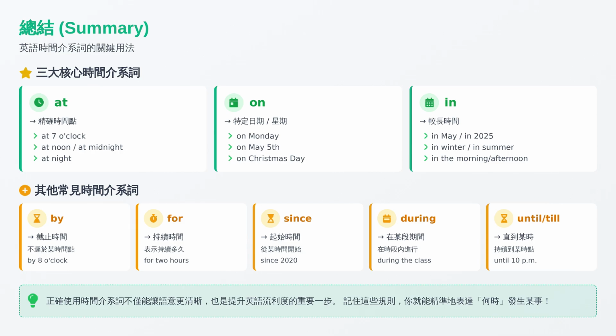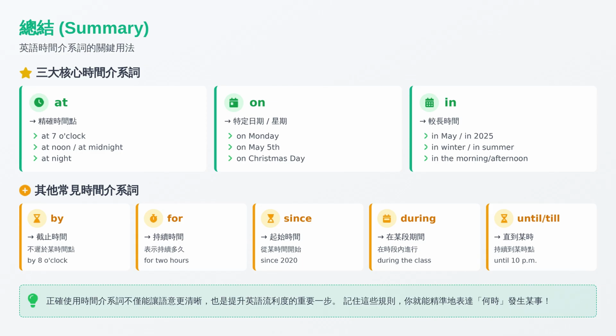Summary. Key uses of English prepositions of time. 3 core prepositions of time. At, exact time: at 7 o'clock, at noon or at midnight, at night. On, specific day or week: on Monday, on May 5th, on Christmas Day. In, longer period: in May or in 2025, in winter or in summer, in the morning or afternoon.